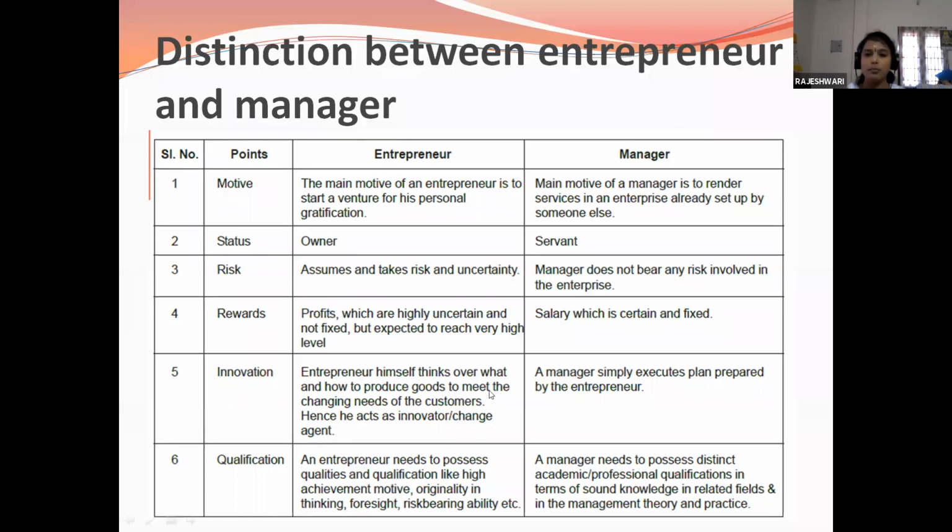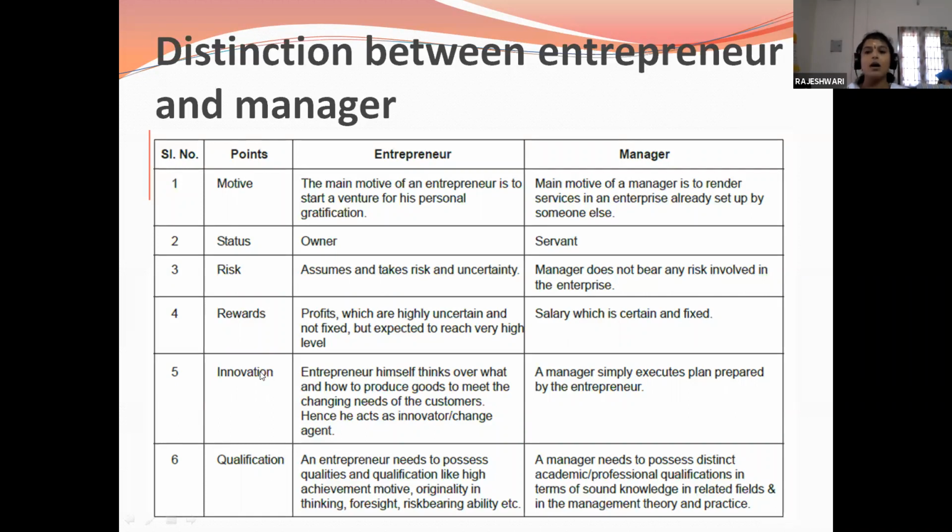But management does not bear any risk because the enterprise is already set up by someone else. You are a very responsible person, and you are supervising the business, but you do not bear much risk involved in that enterprise.